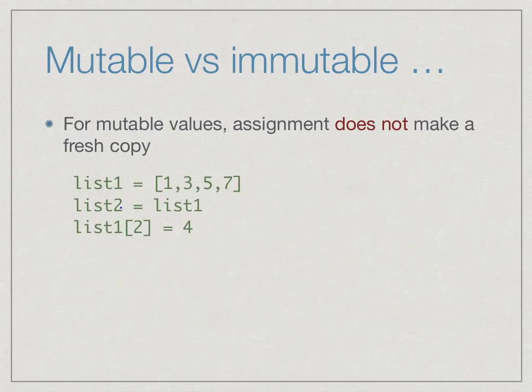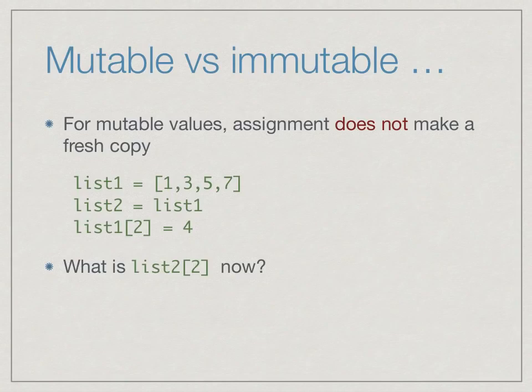Then we say that list 2 is the same as list 1. So if we had this copy notation, now we would have two copies of the list. Suppose we now use the mutability of list 1 to change the value at position 2, namely this value, to 4. The question is, what has happened to list 2?